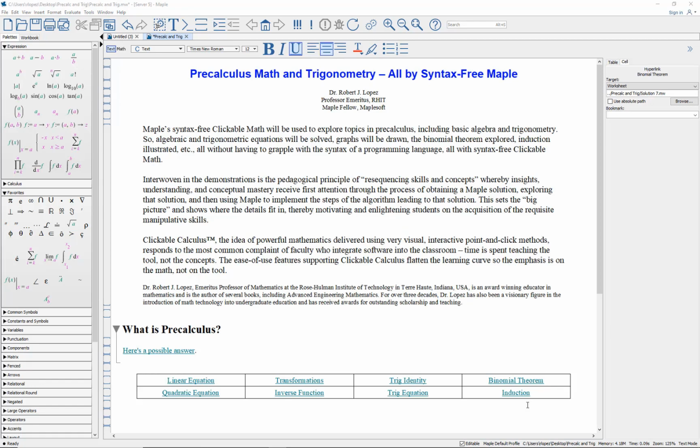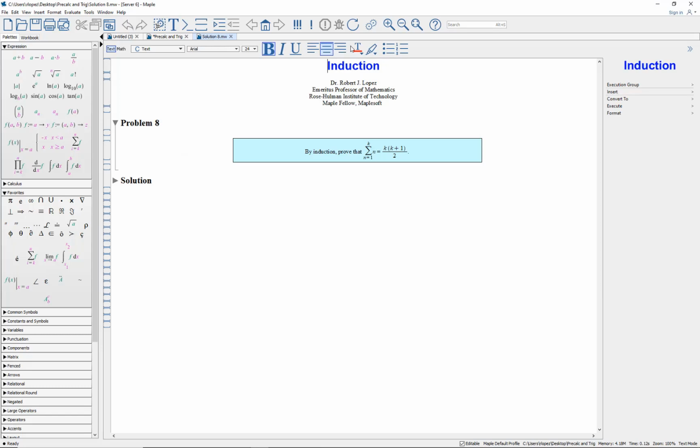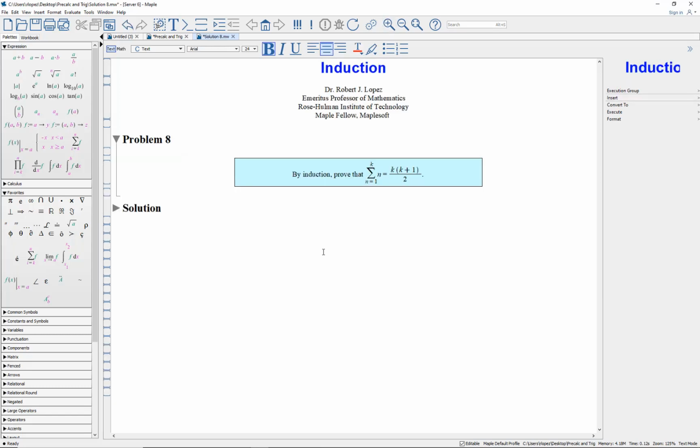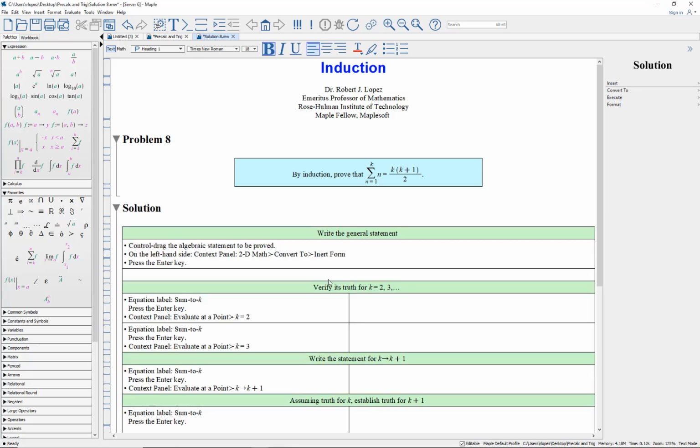I think we have a chance to take a quick look at an induction problem. Let's prove by induction that the sum of the integers from 1 to k obeys this formula, k times k plus 1 over 2. Well, what's the pattern to a proof by induction? Essentially you show it's true for a couple of cases, then using the truth of the statement for case n, you show it's true for n plus 1.